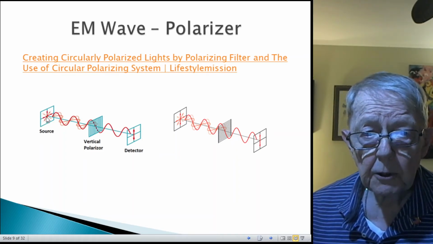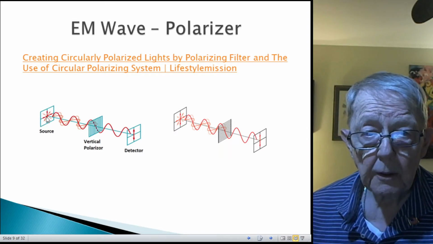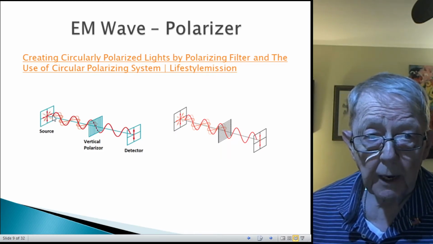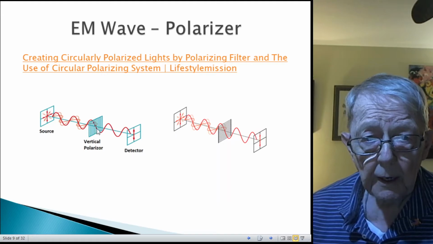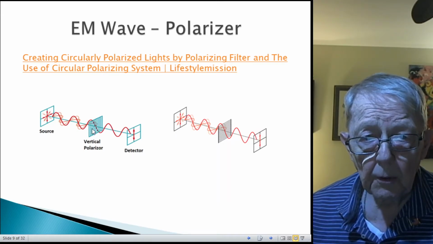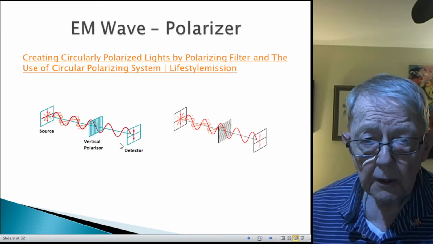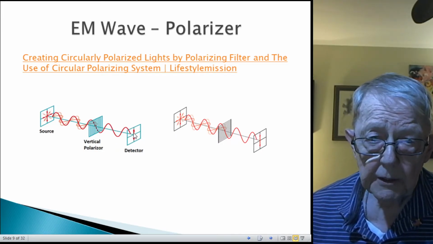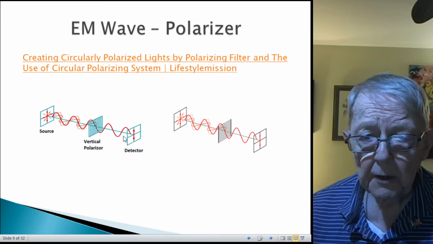Now, from the source, you can have multiple charged particles, some going up and down, some going left and right, some going at an angle. And again, they're only showing the electric field part. Here it goes through a vertical polarizer, lets the vertical through, and the horizontal detector. Well, this is a detector, horizontal or not, and it detects this.